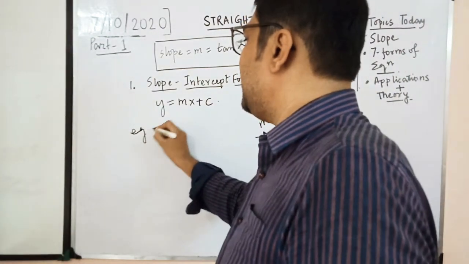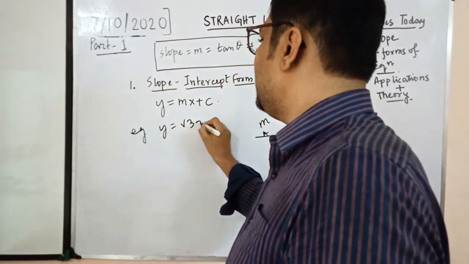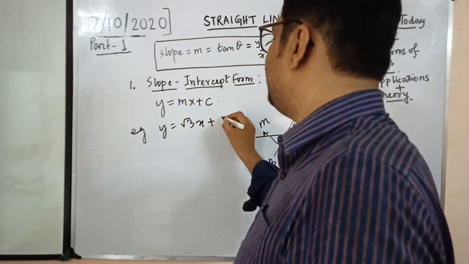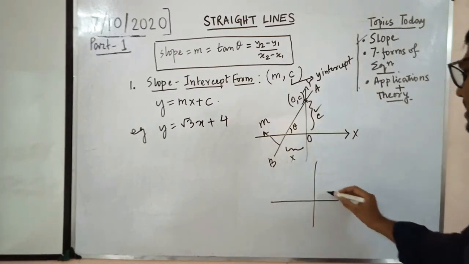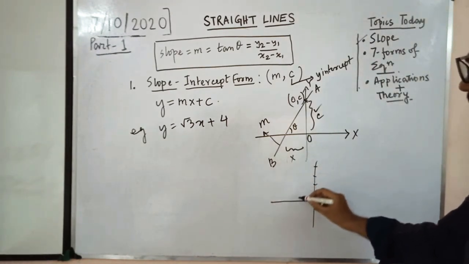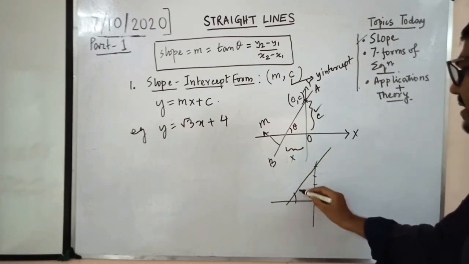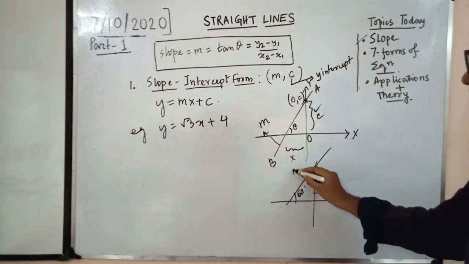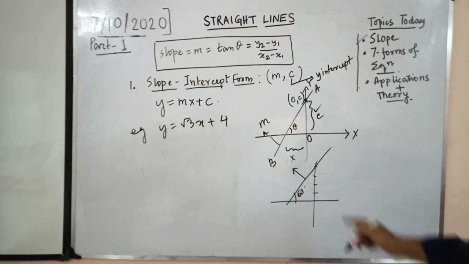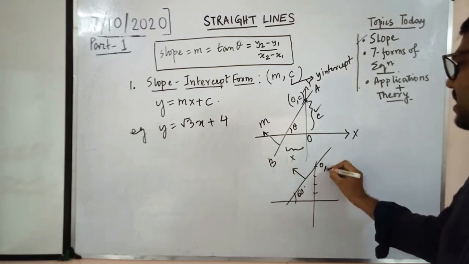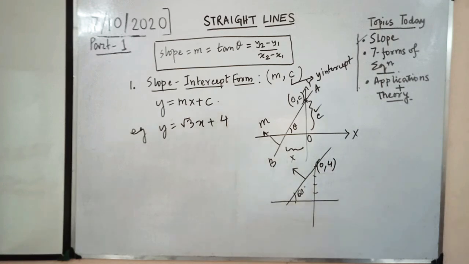As an example, I give you y equals root 3 x plus 4. In this situation, how will it look? It will look something like this. Say 1, 2, 3, 4, and some kind of 60 degrees. So it will look like this, at 60 degrees. This straight line will have this equation. This point is (0, 4). So it has an intercept of 4 units on the y-axis, and it is making an angle of 60 degrees.